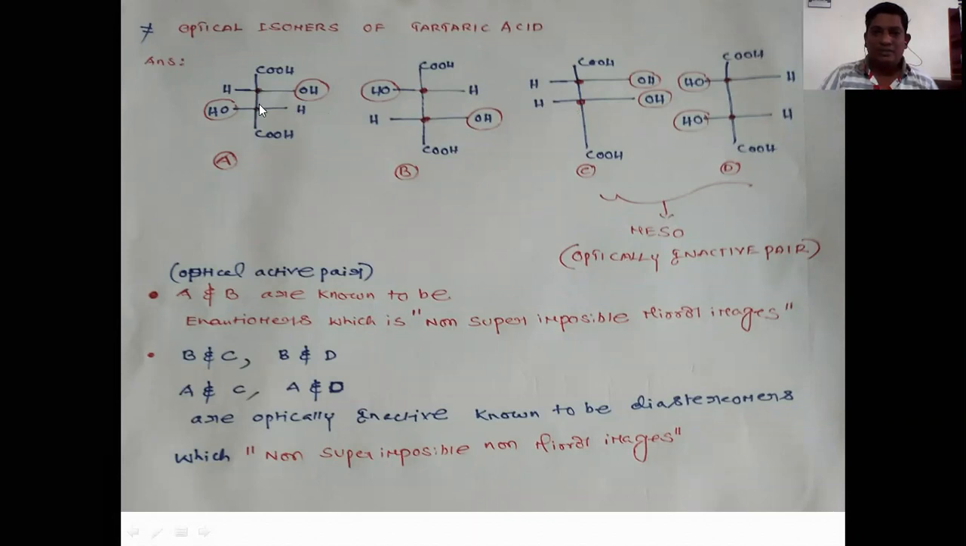2 power n is equal to 2 power 2, which is equal to 4. The 4 optical isomers, when you are calculating, are A, B, C, D.